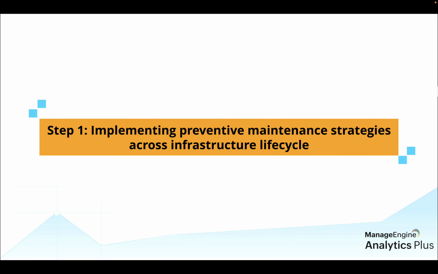So moving to step 1 of our 3-step strategy, which is implementing preventive maintenance strategies across the infrastructure lifecycle. Robust preventive maintenance strategies form the most powerful weapon in the arsenal of any NOC team against unplanned downtime. By implementing scheduled maintenance routines and timely inspections, organizations can identify and address potential issues before they escalate into critical failures that cause downtime, safeguarding the reliability and performance of their IT infrastructure.